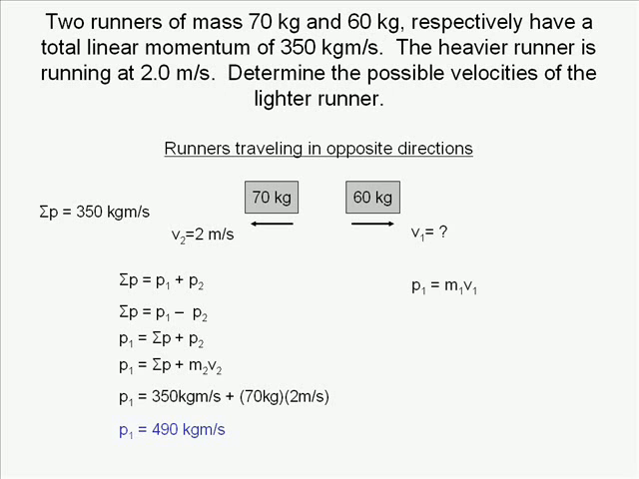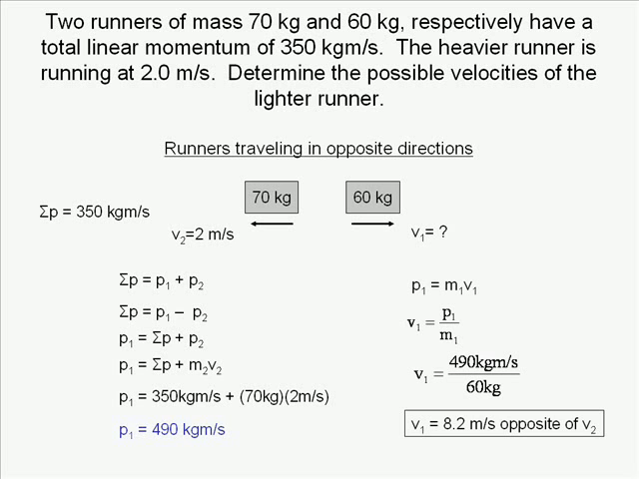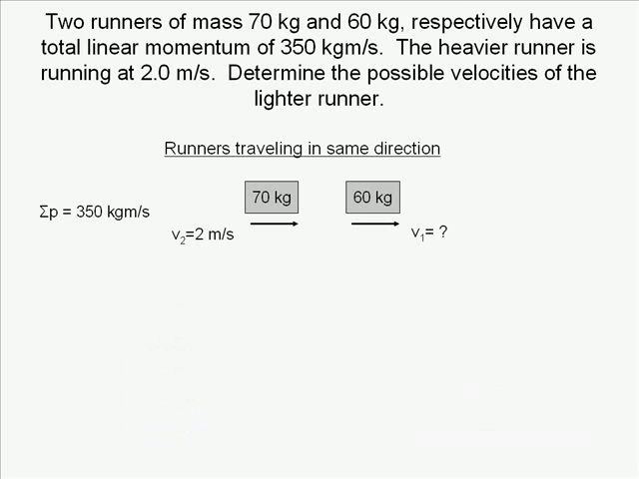The equation to solve for momentum will allow us to find V1 if we rearrange it by dividing both sides by the mass. We are ready to plug in our values, and now we can solve for V1. V1 equals 8.2 meters per second when the 70 kilogram mass and the 60 kilogram mass are running in opposite directions. Now the velocity for the 60 kilogram mass must be found when they are running in the same direction.